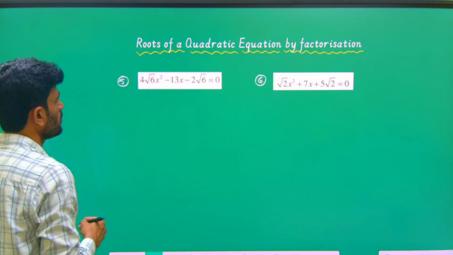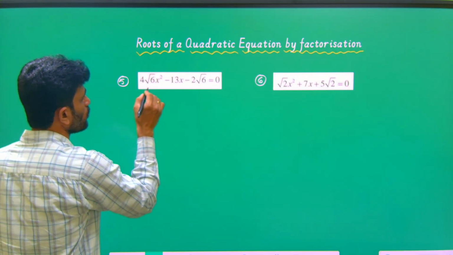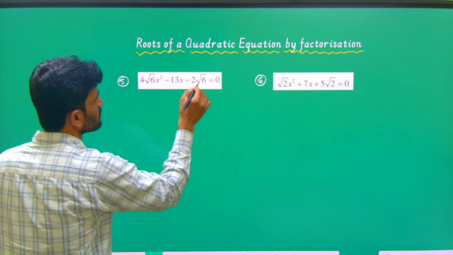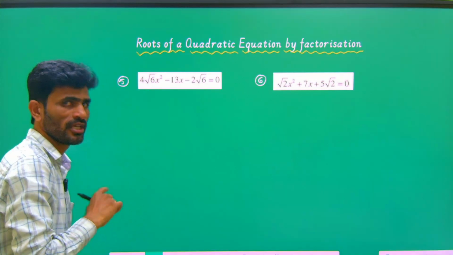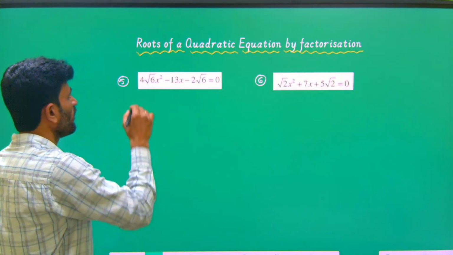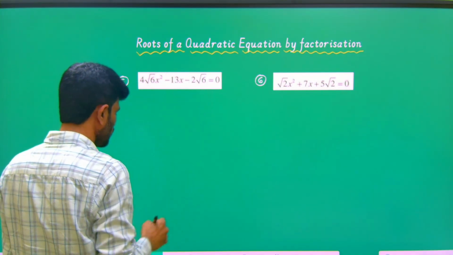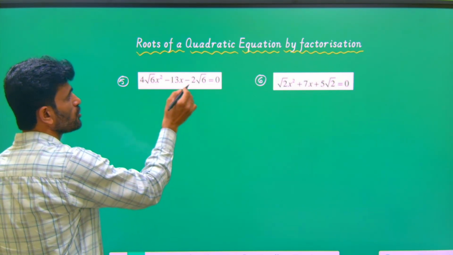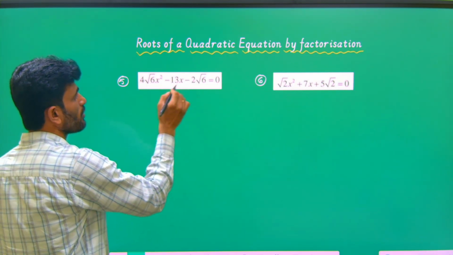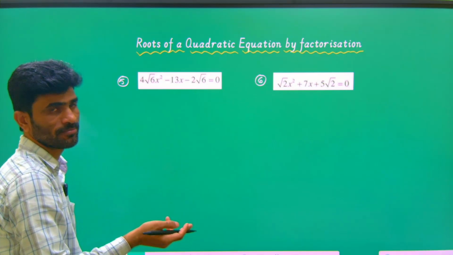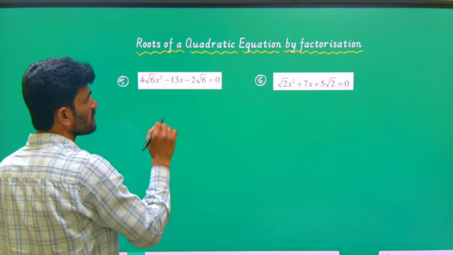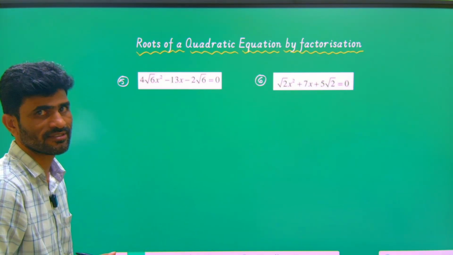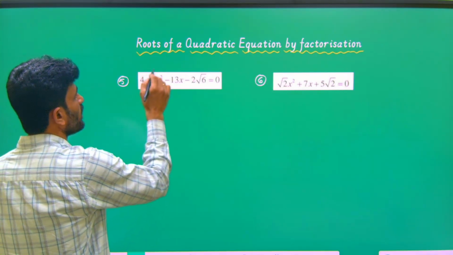Now if you see the first problem, here we have 4 root 6 x square minus 13x minus 2 root 6 is equal to 0. Here also we have to follow the same procedure. We have to multiply the first and last terms first. When you multiply the first and last term, we have 4 and 2 here. So when you multiply 4 and minus 2, we get minus 8. Then here root 6 and root 6, root 6 into root 6 is 6.